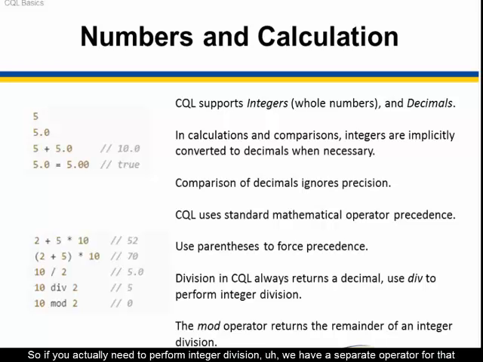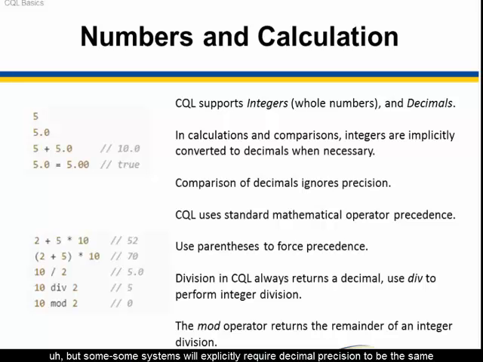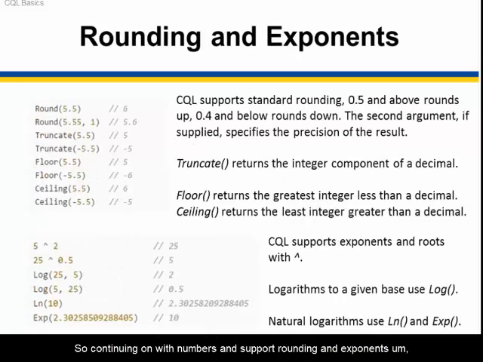So if you actually need to perform integer division, we have a separate operator for that called div, and then mod returns the remainder. It also uses standard mathematical operator precedence. So if you need to force precedence, use parentheses to do that. And comparison of decimals ignores precision. That's kind of an important one. That's generally the intuitive expected behavior, but some systems will explicitly require decimal precision to be the same before they allow the comparison.